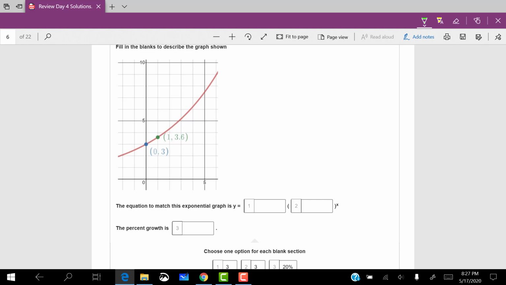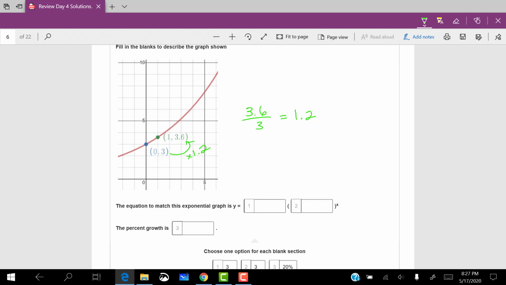Okay, this equation is obviously going to be exponential growth because we're going up. And how much are we going up by? What would we have to multiply these y values by? Well, we can do some division. We can do 3.6 divided by 3, and that gives us 1.2. So that tells me that each time I'm having to multiply by 1.2. That makes sense. It's bigger than 1 because this is growth, so it should be going up.